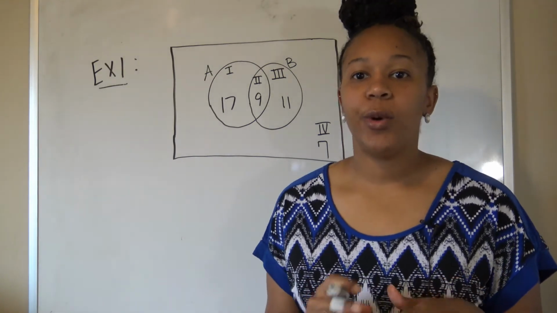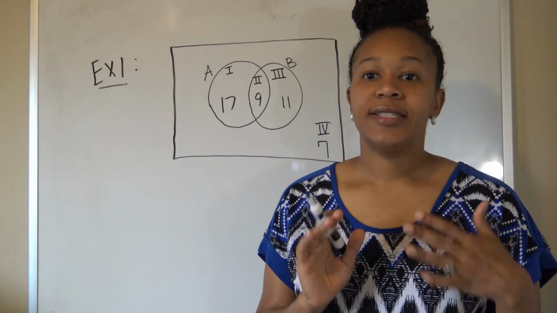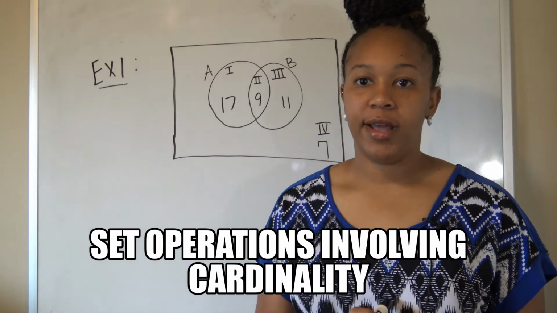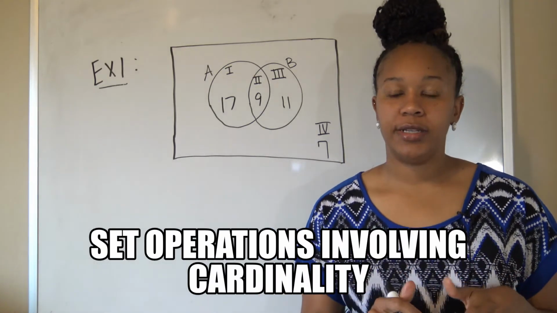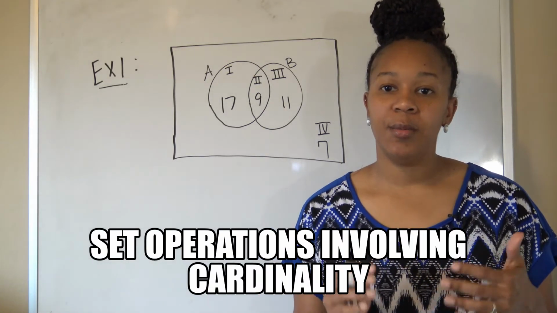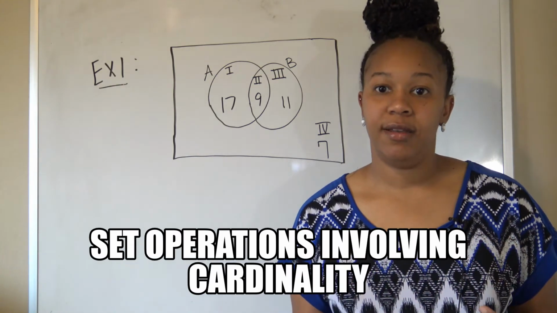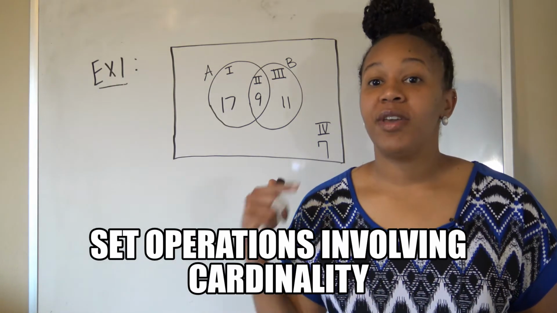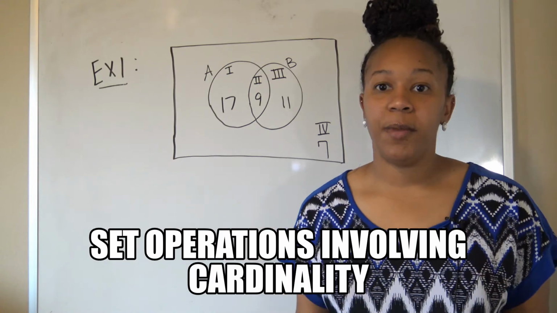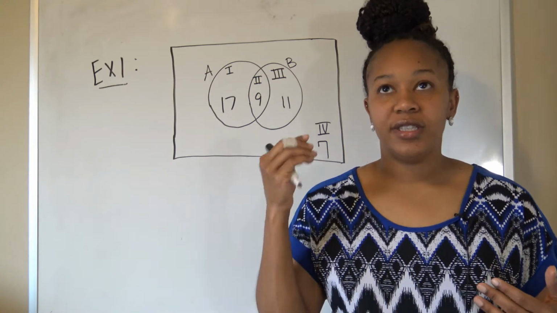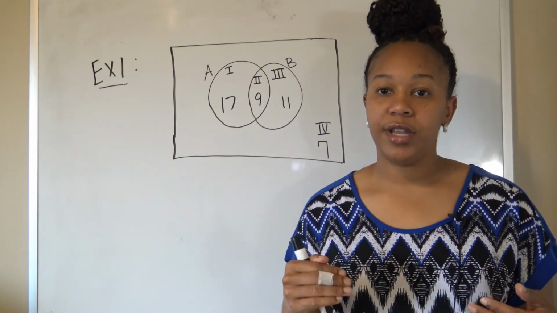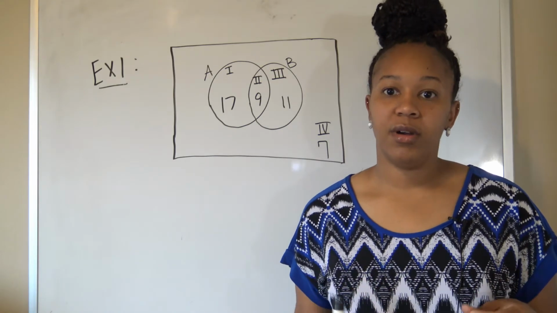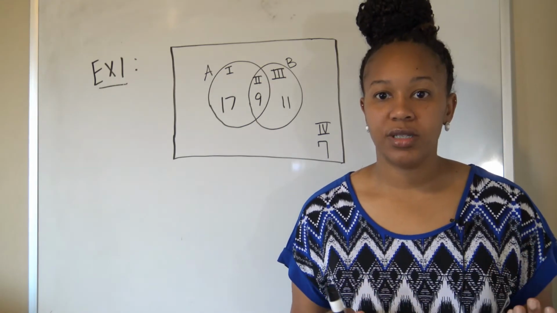In this video, we're going to talk about set operations involving cardinality. So let's recall what cardinality is. Cardinality is the number of elements in each set. Okay, so we're going to have Venn diagrams and we're going to have information that, instead of giving us the elements that are in each set, gives us the number of elements in each set. So we're just going to work some examples.